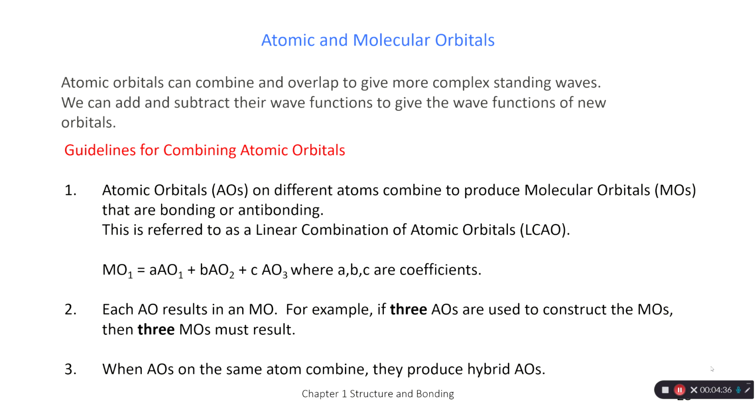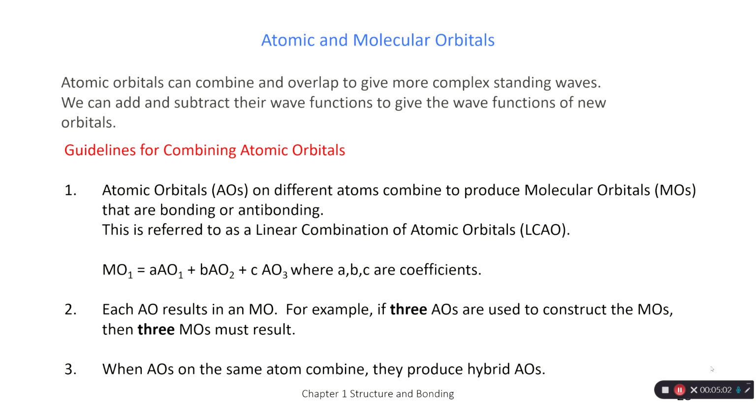So we want to talk about these atomic orbitals, the s orbital and the p orbital, and how they can be combined to form what are called molecular orbitals. So atomic orbitals can combine and overlap to form these more complex standing waves, which we will call molecular orbitals. And we can add and subtract their wave functions to give the wave function of a new orbital.